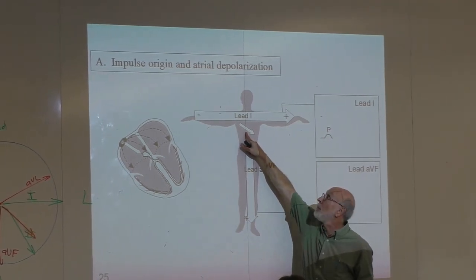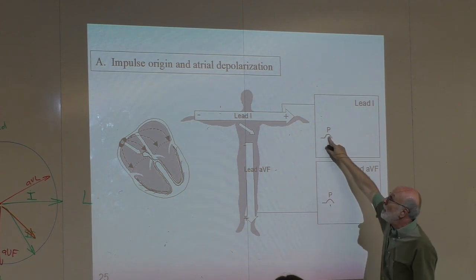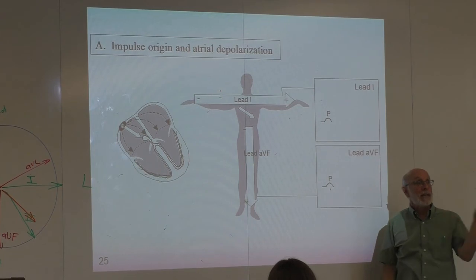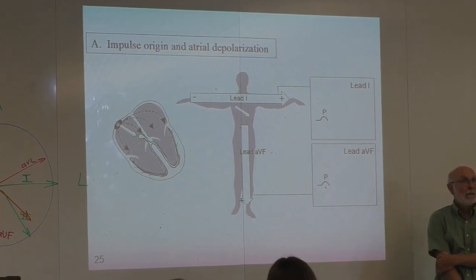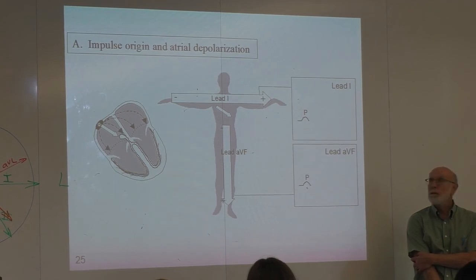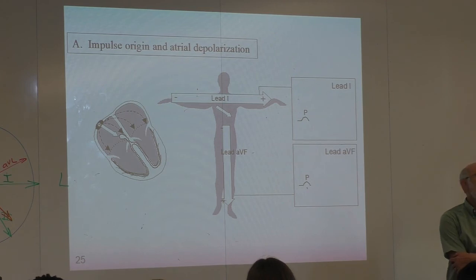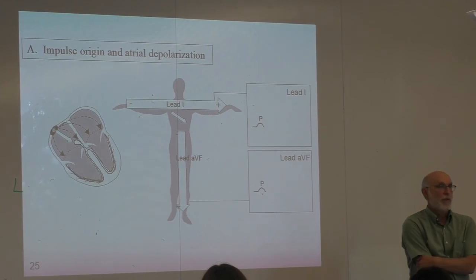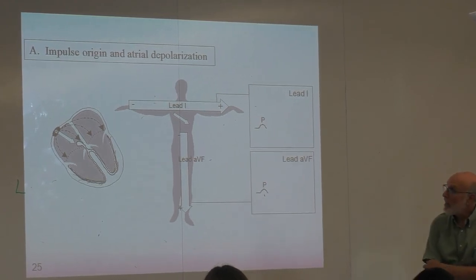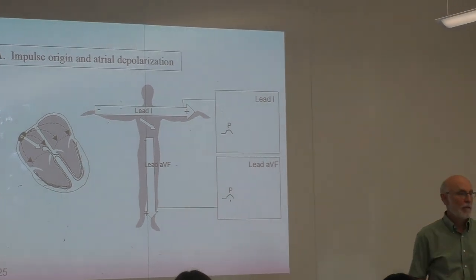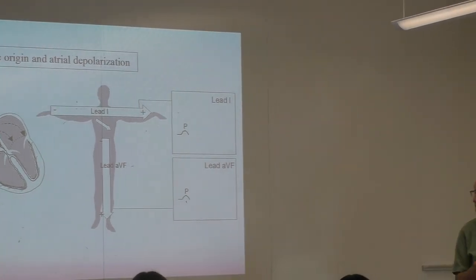Going back a few slides. It's positive in lead 1. It's positive in lead aVF. What is it in lead 2? Positive. Is it bigger in lead 2 than in lead 1? Yes. What is it in lead aVR? Negative. What is it in lead 3? Who knows? What is it in lead aVL? Who knows? We don't know yet. It depends on the axis.